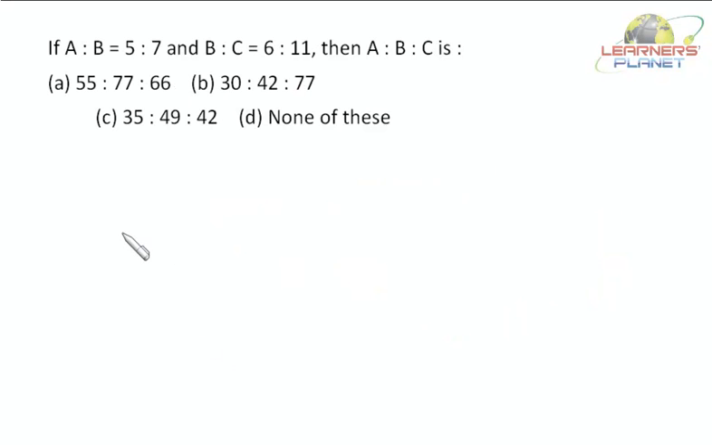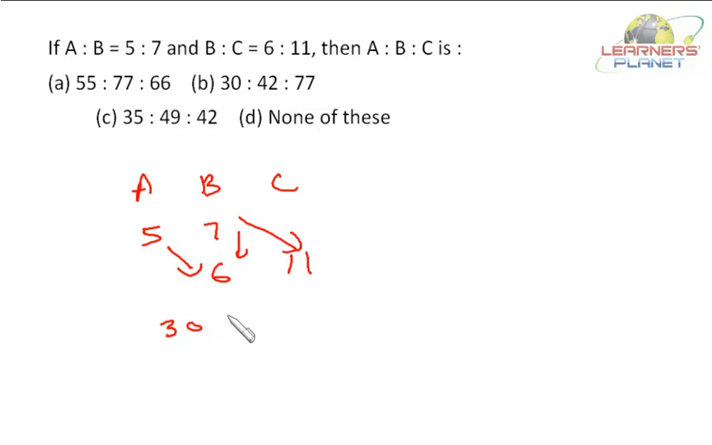Now let's see this problem. Here we are given A is to B and B is to C, and we have to find out A is to B is to C. Similarly as in the previous problem, I just write A, B, C over here. It's 5 is to 7 and it is 6 is to 11. Now just do it like this. So 5 into 6, 30, 7 into 6, 42, and 7 into 11, 77. As simple as that. That is 30 is to 42 is to 77.